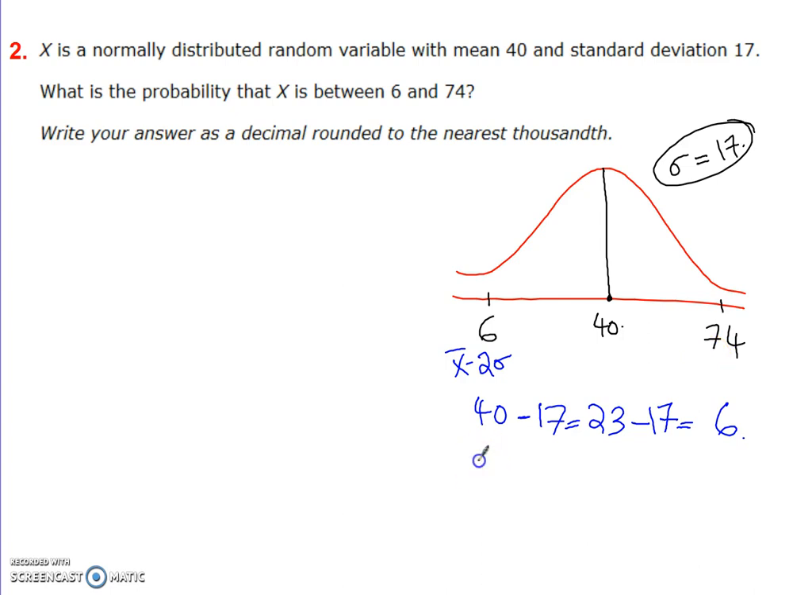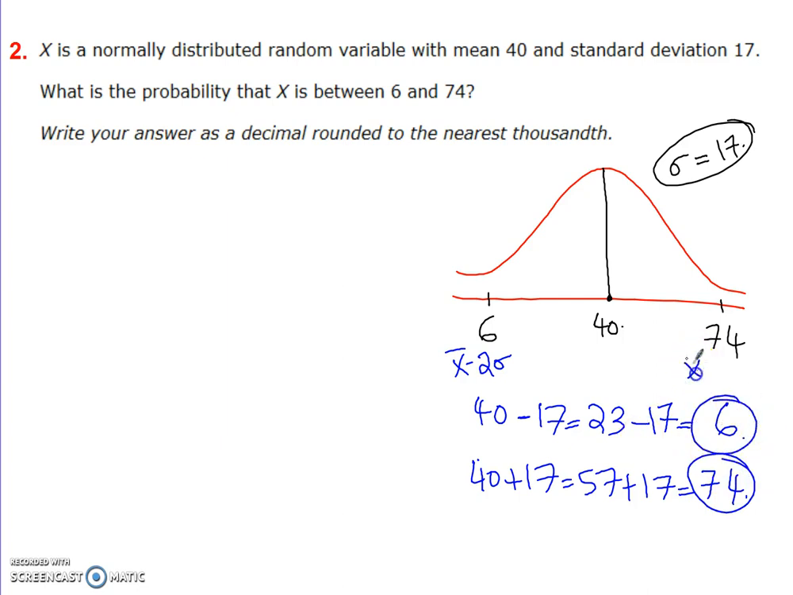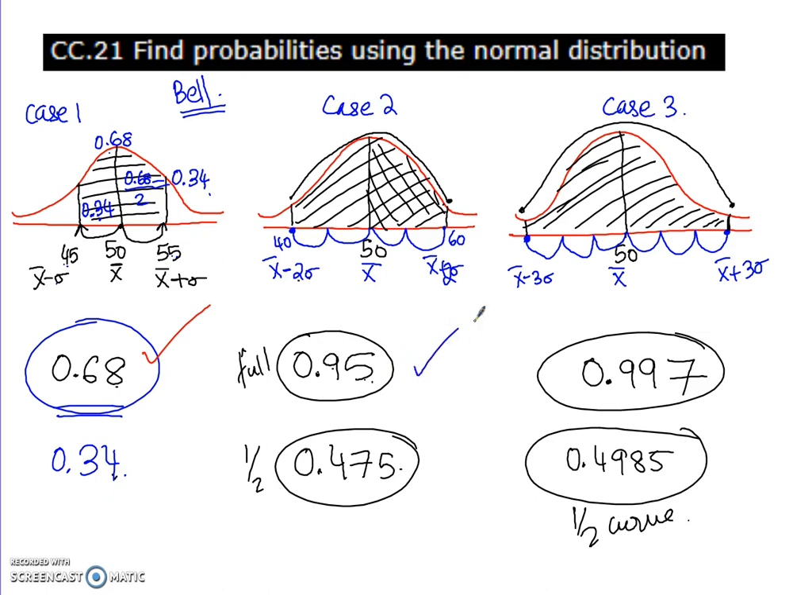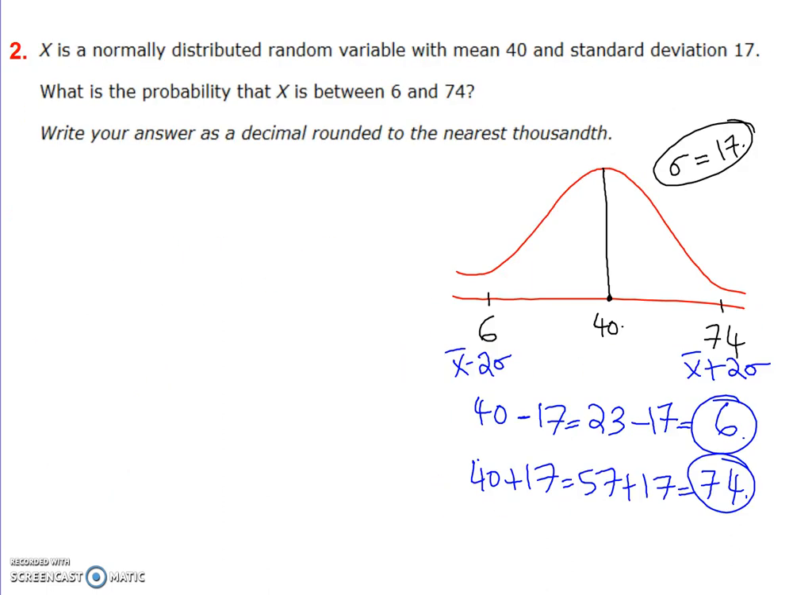And let's see what's 74. So 40 to the right, so you keep adding. 40 plus 17, you get 57. And 57 plus 17, you get 74. So here I had to add twice. See? So when it's 2 times a multiple, we know the formula says that if it's 2 times, it's 0.95. So your answer is just 0.95.